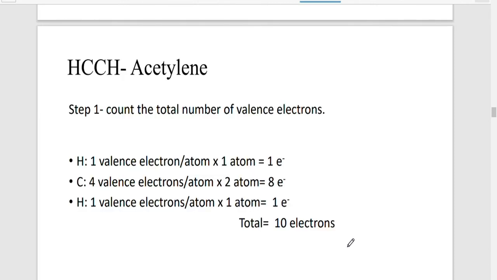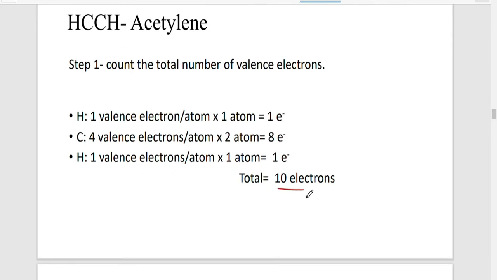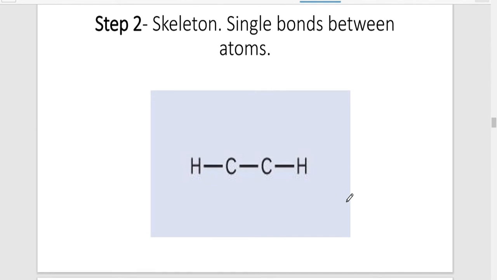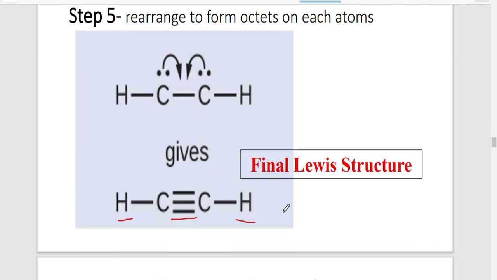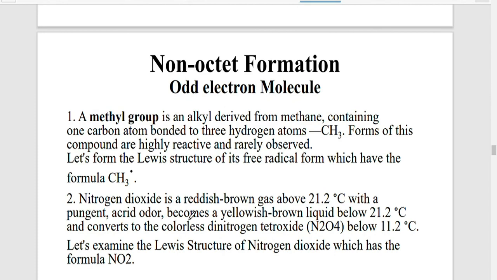Let's go to acetylene. Step 1, we count the total number of electrons and we come up with 10 electrons. Step 2, we have the skeleton. Steps 3 and 4, distribute the electrons to terminal atoms. And this is now our final Lewis structure. Again, we follow the octet rule. Let's go for non-octet formation.